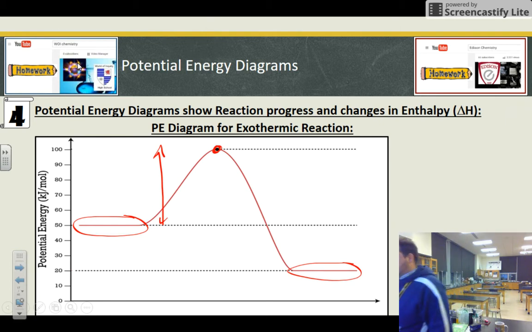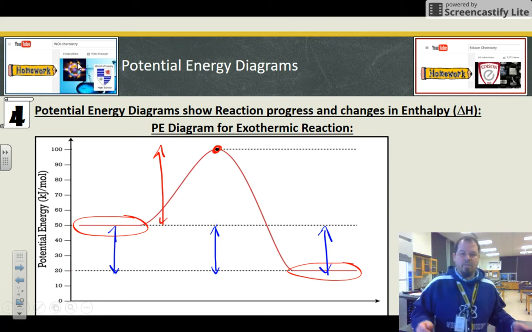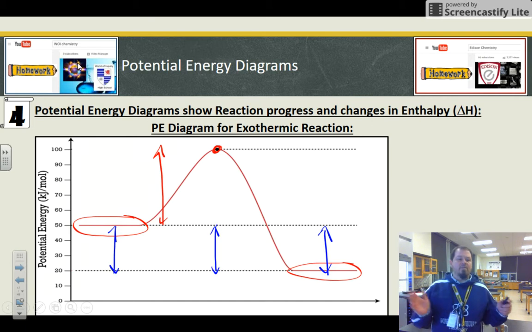The difference is actually the most important part. This piece here, whether the arrow's in the middle, whether the arrow's on the left, or whether the arrow's on the right, all means the same thing. That is the difference between the products and the reactants in terms of potential energy. Okay?